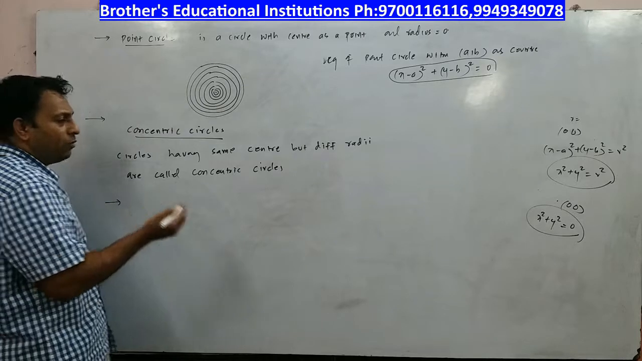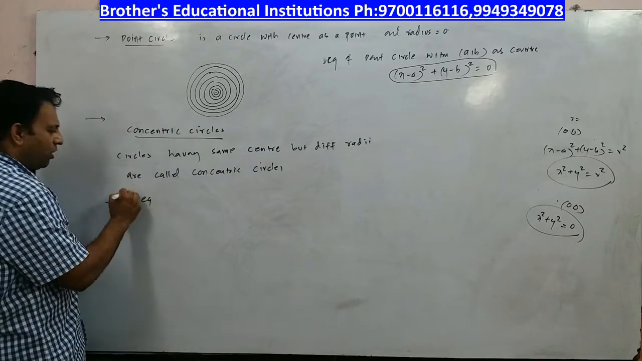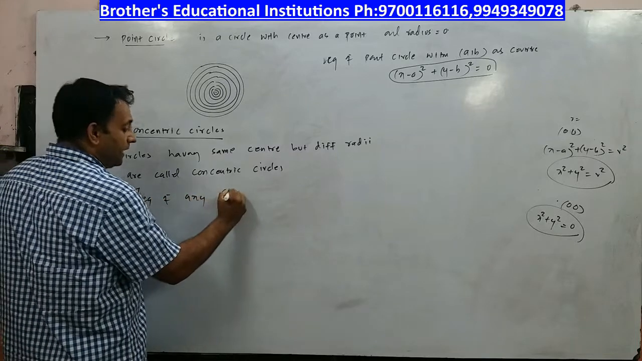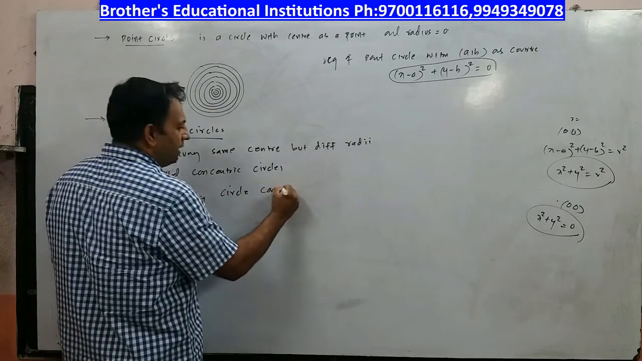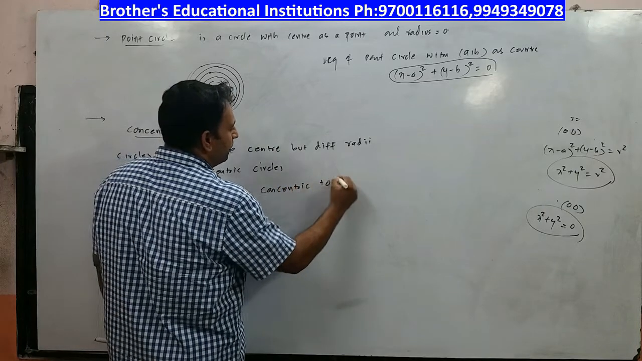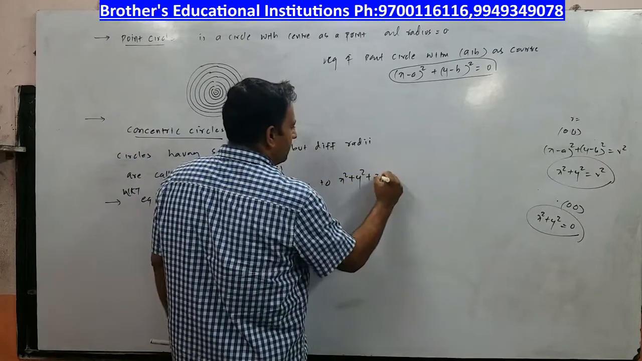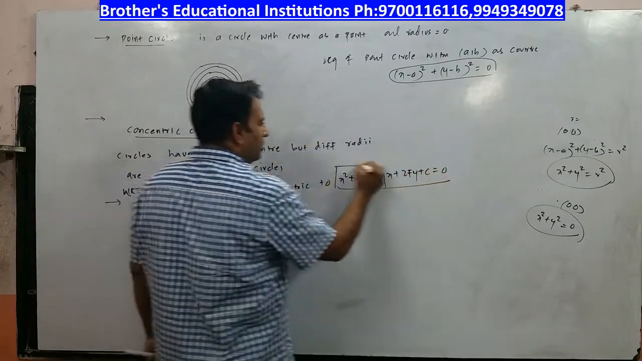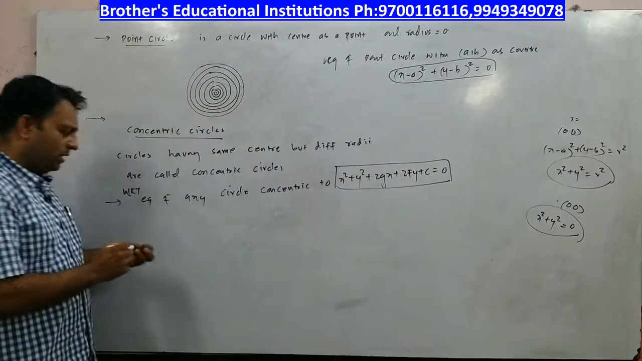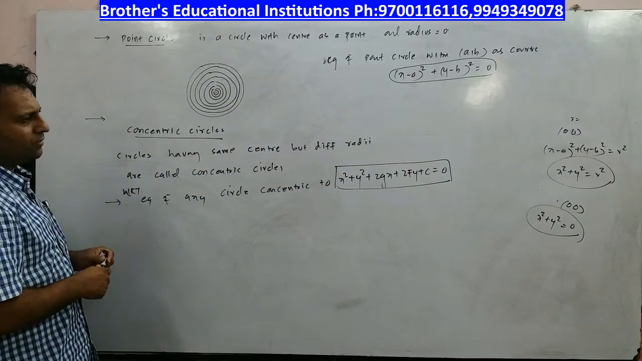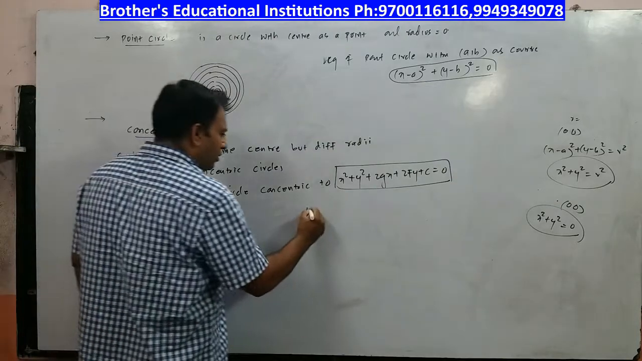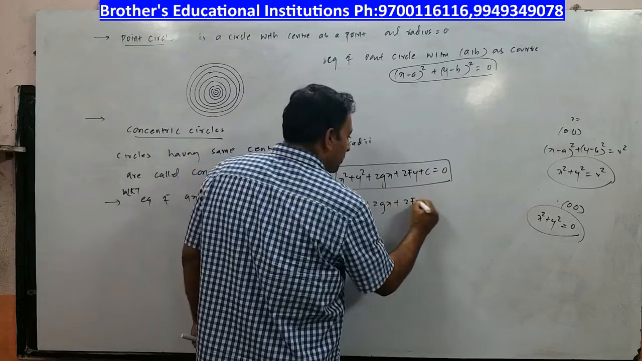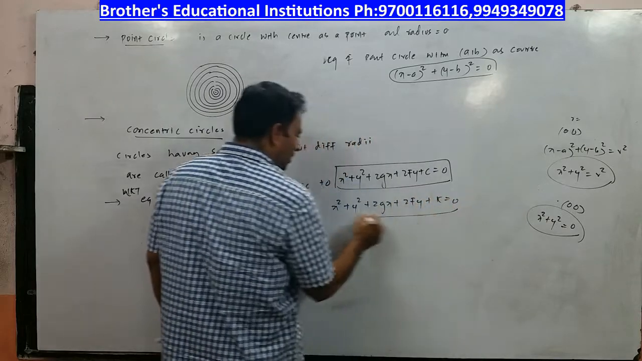Now this is the definition part, but there is something beyond this also. Suppose I want to write the equation of a circle. This is a note: we know that the equation of any circle concentric to x square plus y square plus 2gx plus 2fy plus c is equal to 0 is x square plus y square plus 2gx plus 2fy plus k is equal to 0.